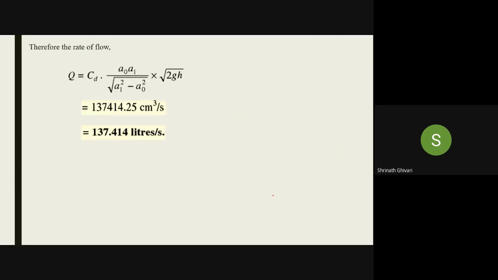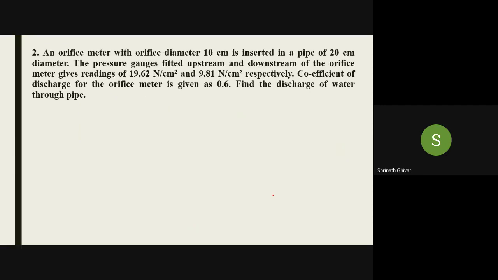So 137,414.25 centimeter cube per second. If we convert it into liters, that is 137.414 liters per second. Okay. Fine. Any doubts? Okay. So the next problem has to be done by you people.